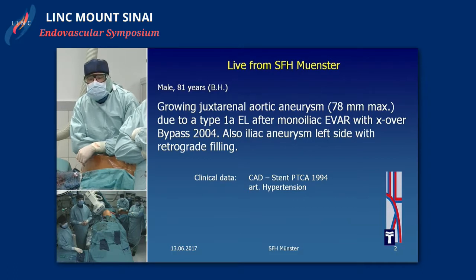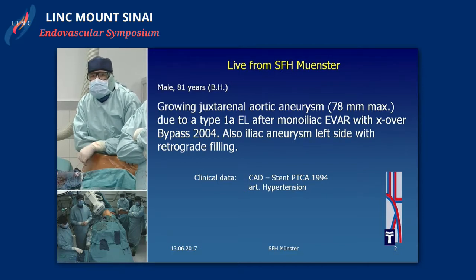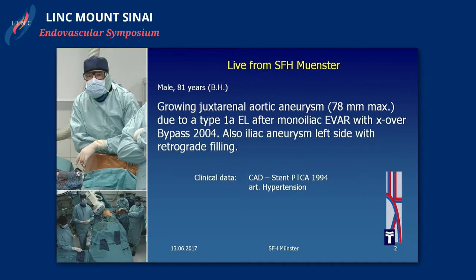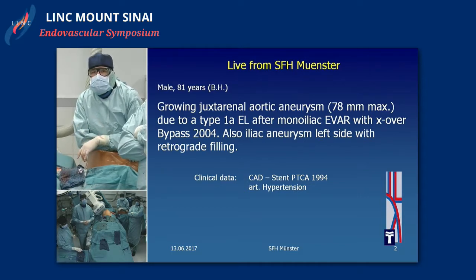It was an aortic monoiliac solution with occlusion of the left common iliac artery and then implantation of a crossover bypass. Now he has an enlargement of the aneurysm sac because of a type 1A endoleak due to progress of the aneurysmatic disease, and he also has an iliac artery aneurysm on the left side below the plaque occlusion. The patient has known coronary artery disease and has also been treated by stenting in the past.